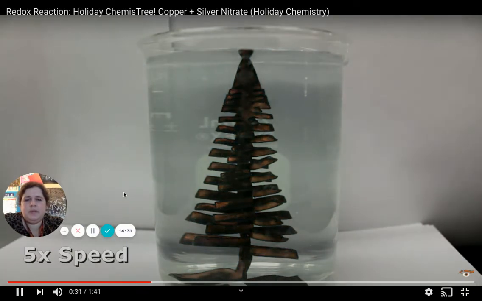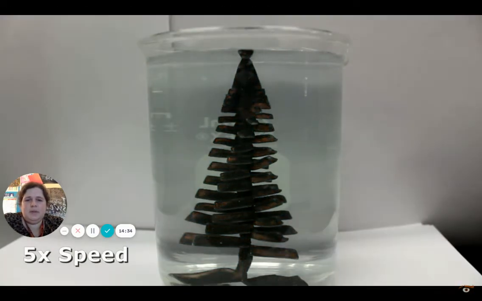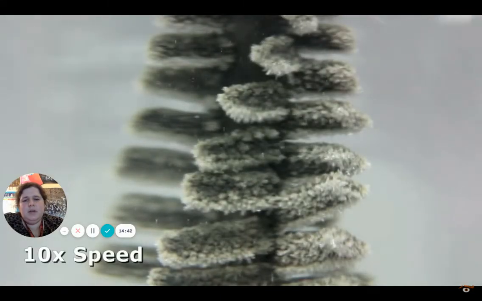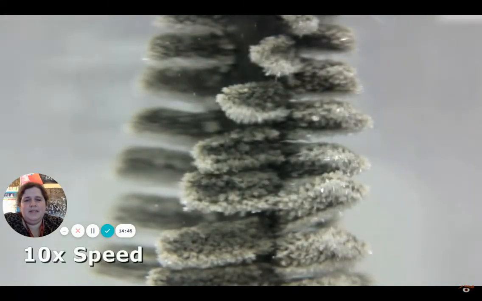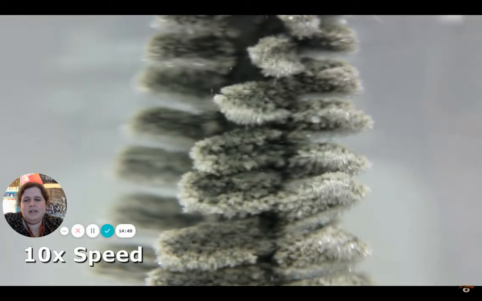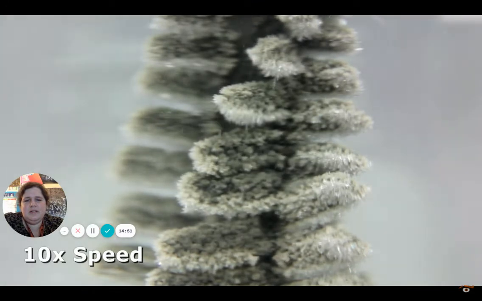So just watch what happens. Kind of looks like it's snowing almost. Notice what color the tree turned, though. Is it still the shiny orange? Oh no, what do you see growing on it? The tree's getting furry.